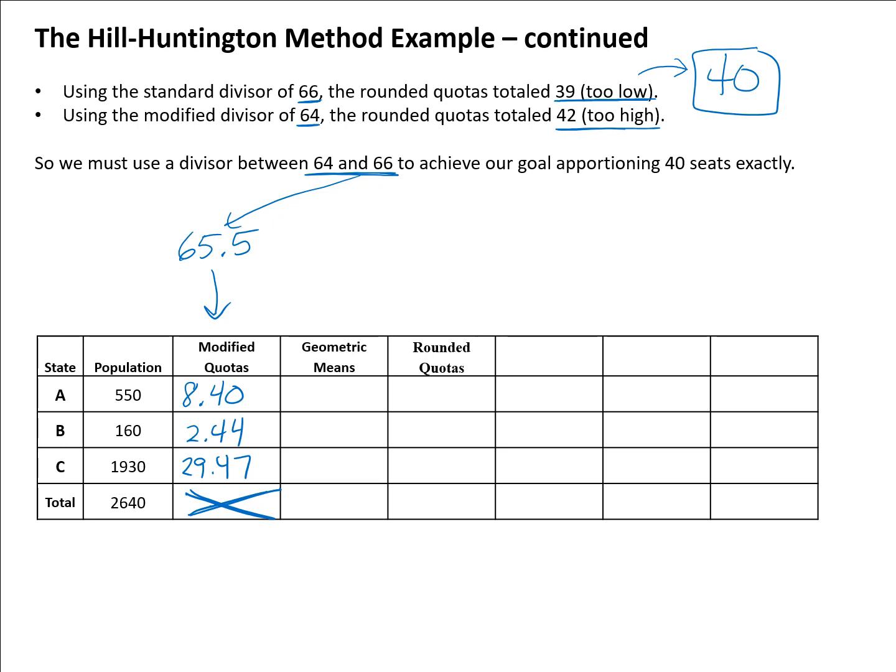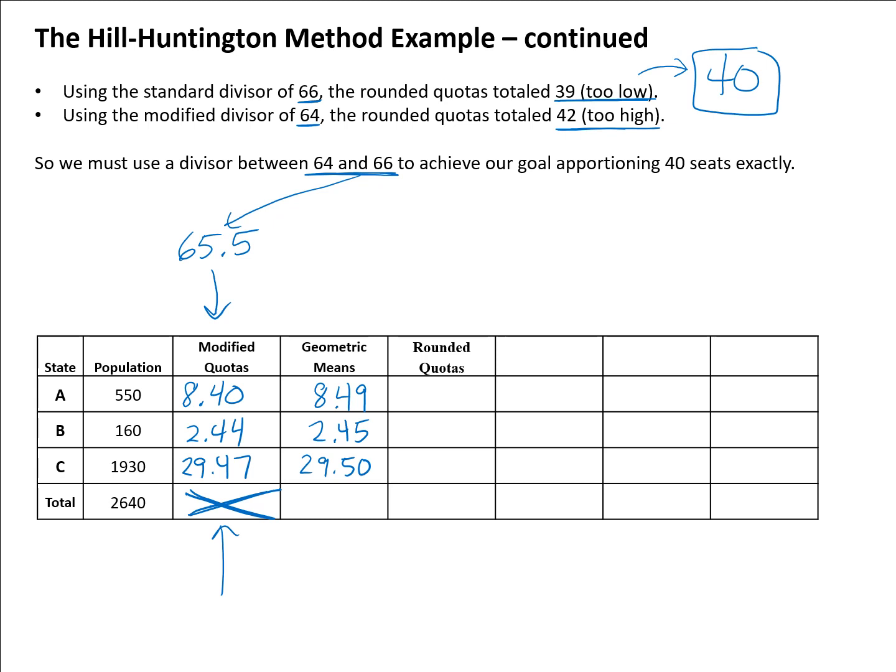Next, we'll find geometric means for each of these. Luckily, each of these modified quotas are similar to our standard quotas, since they will have the same geometric means because they're on either side of the same whole numbers. So our geometric means for 8 and 9 will be 8.49. For 2 and 3 will be 2.45. So we could just take this from the earlier slide. And then for 29 and 30 would be 29.50. Again, I'm just taking those from what we'd already calculated on the previous slide for our standard quotas.